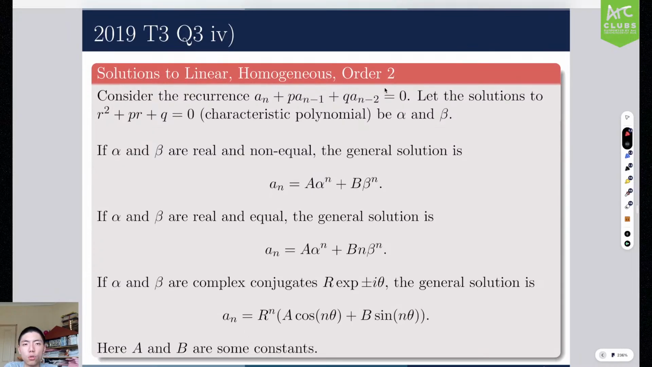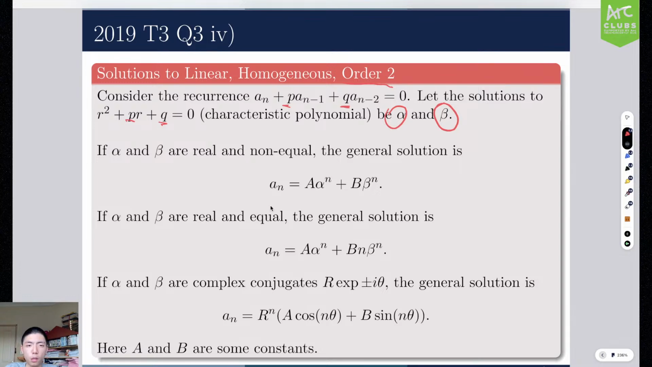Now, if this is order 2, which is the question that we have here, and if it is homogeneous, the right hand side is equal to 0. So how we would solve this is we first look at the coefficients that make up this recurrence relation. We would come up with a characteristic polynomial formed by using the coefficients of the recurrence relation here. So this one would be r squared plus pr plus q equals 0. Because this is order 2, this is actually a quadratic in terms of r, and we have the roots alpha and beta.